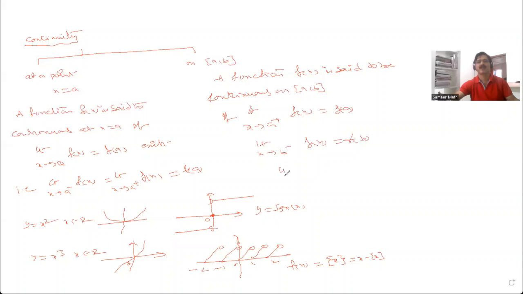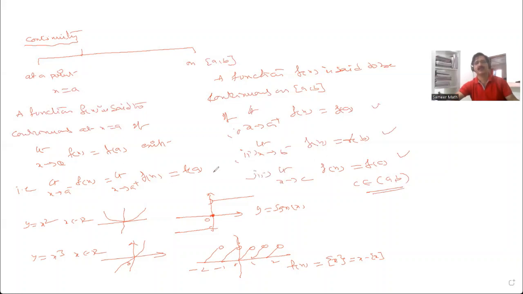and limit x tends to c of f of x is equal to f of c, where c belongs to a comma b. Whatever the numbers are here, for all the numbers it has to satisfy these three cases. Then you can say that it is continuous on that particular interval.